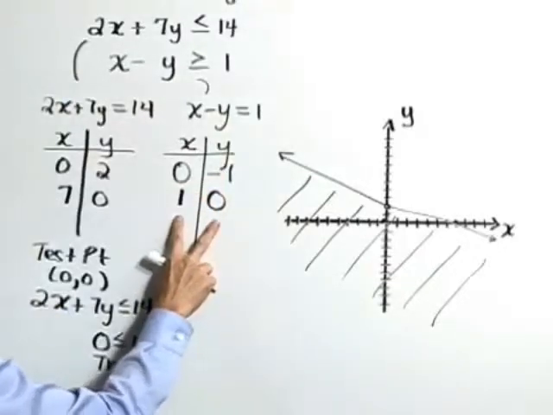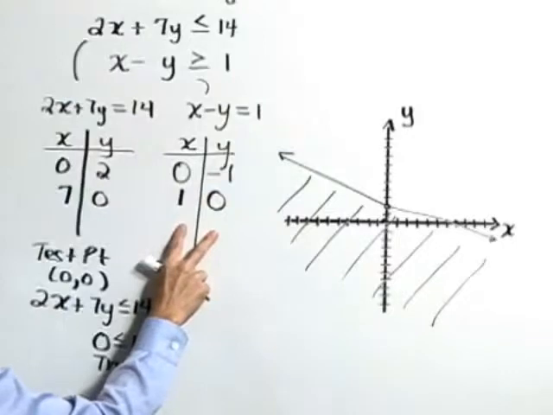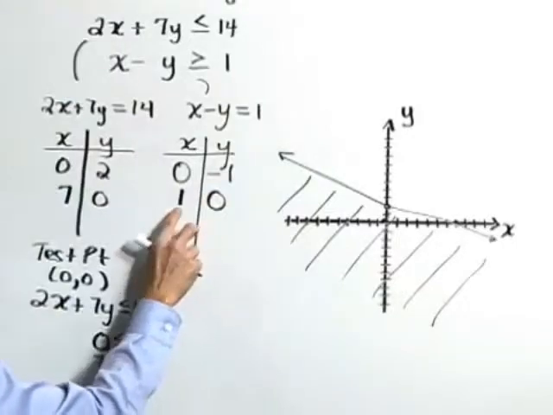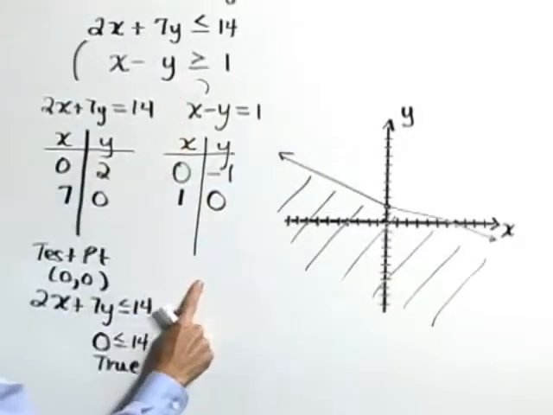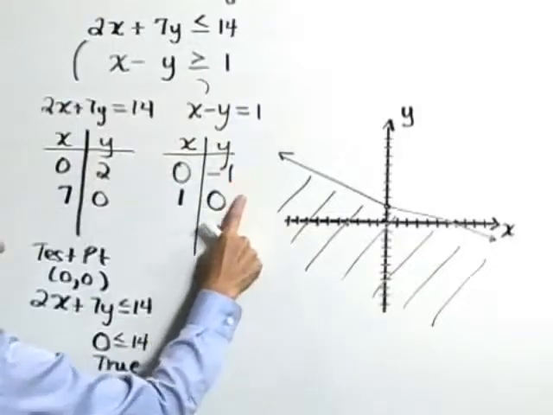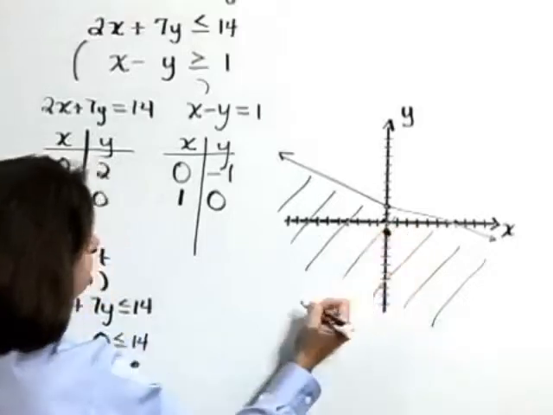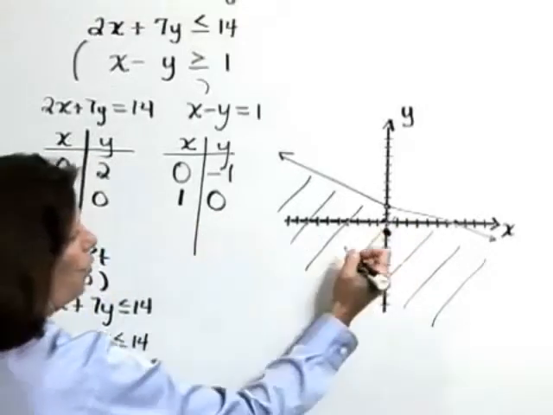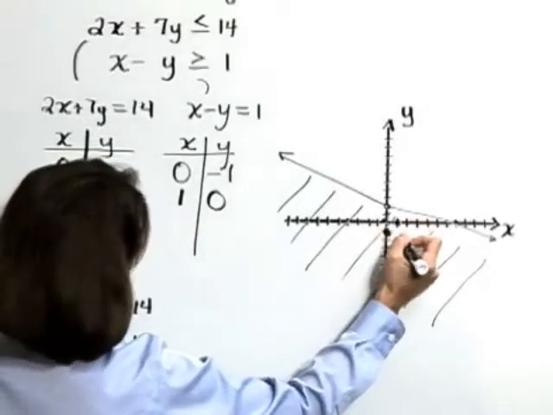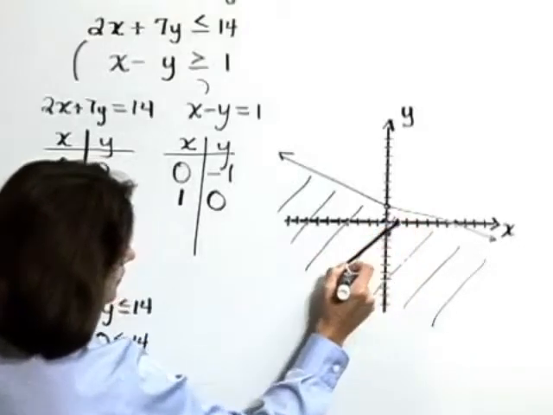Again, we're going to graph this boundary line as a solid line because the inequality has the equal to part in its symbol. So this boundary line goes through the point x equals 0, y equals negative 1, and the point 1, 0 on the x-axis. We'll graph that as a solid line.